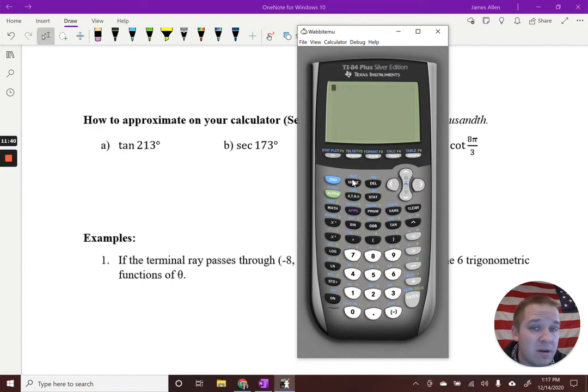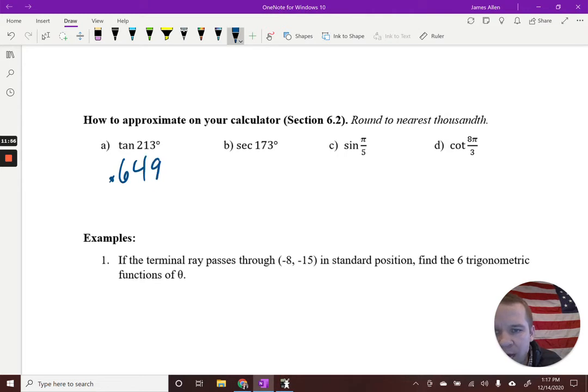All right. So now I'm in degrees. So I can just type in tangent 213. Okay. And if I hit enter, I get 0.649. Okay. So 0.649. You can throw a zero in front if that makes you feel warm and cozy inside.